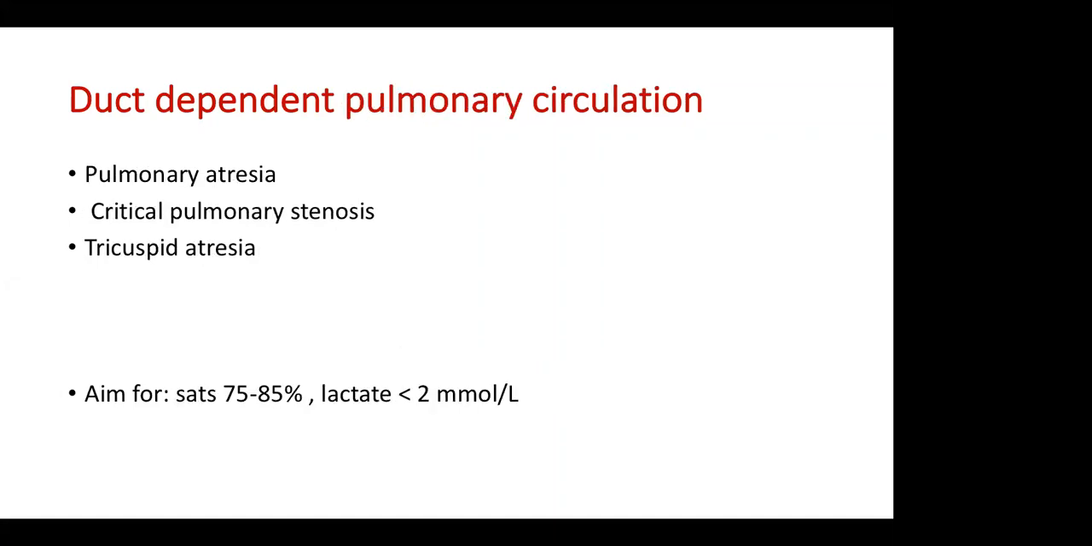The duct-dependent pulmonary circulation, like pulmonary atresia, critical pulmonary stenosis, tricuspid atresia, and those right-sided duct-dependent lesions require prostaglandin because they present after the duct closes in the first week of life. And you aim for a saturation between 75, sometimes 70, to 85. You should have less than 2 lactate and a normal cardiac output without respiratory distress.